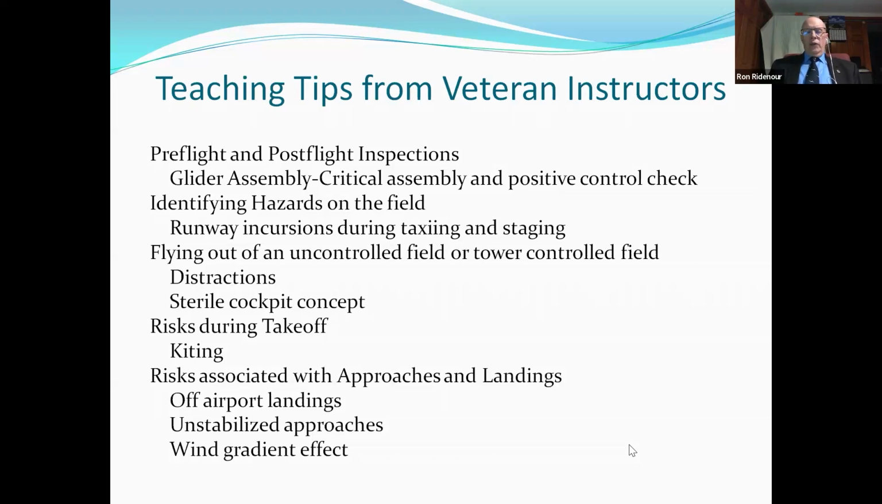You need to make sure that you're not distracted by outside things, or even your passengers. If they're trying to ask you about this or that, you need to politely say, hey, if you see any conflicting traffic, please point it out to me, but otherwise, let's keep the chit chat to a minimum.